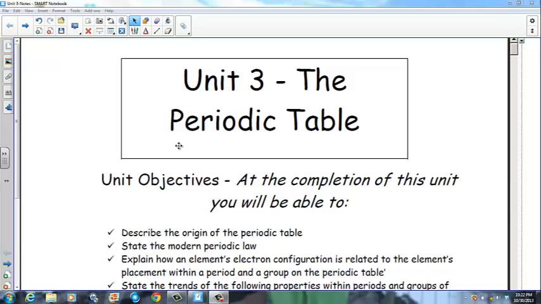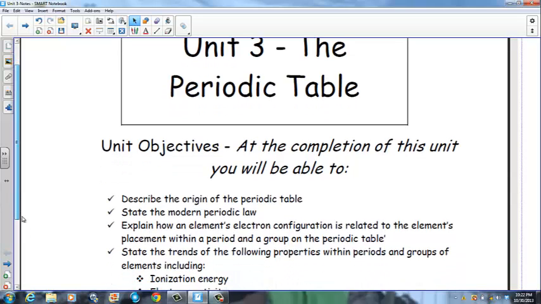Okay guys, so here's unit 3, the periodic table, and this is the best unit, I think, out of the entire year. It's fun and we get to see a lot of cool reactions and some demonstrations in class.